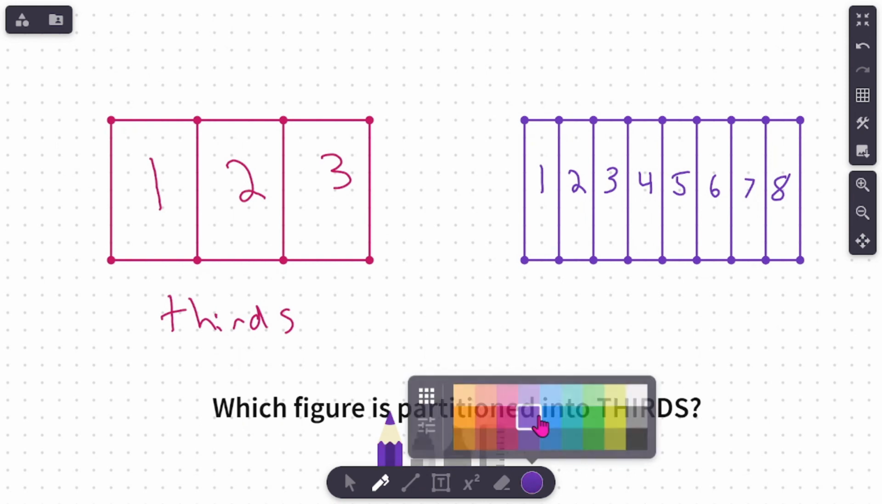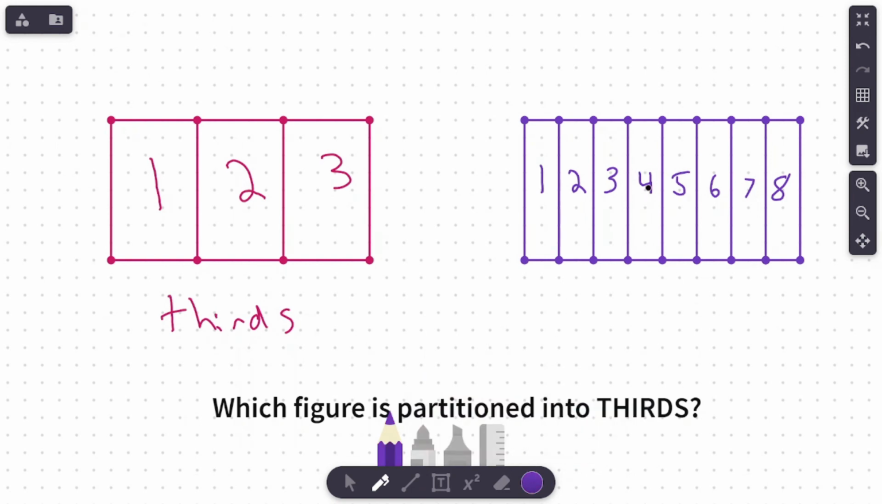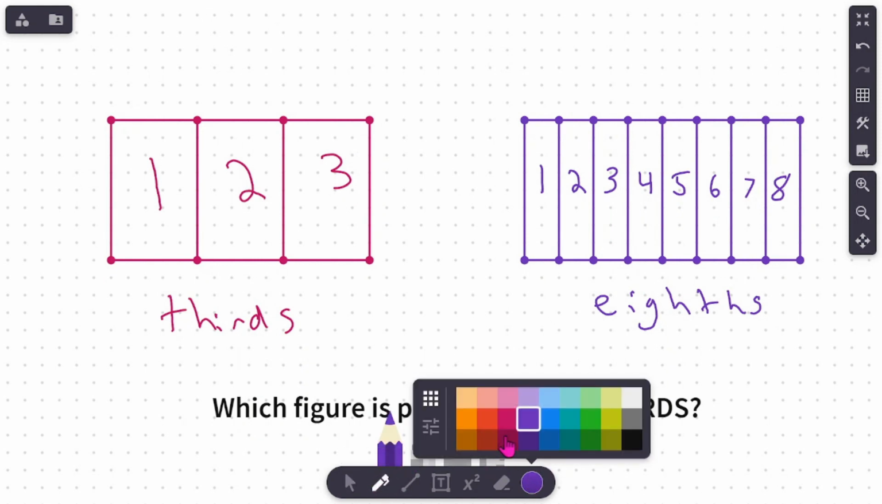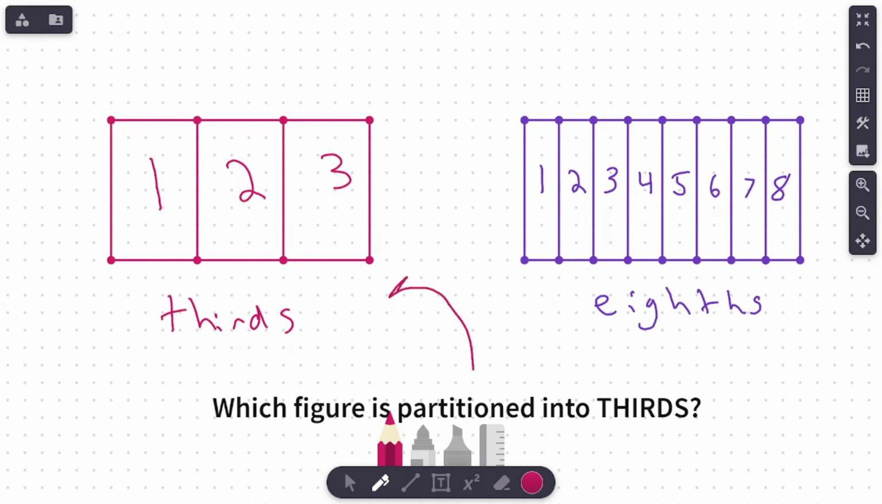Let's take a look though. Let's finish this up. If we have something that we've divided into 8 equal groups, does anybody remember what we would say? We've divided it into eighths. The purple figure we partitioned into eighths. The pink figure we partitioned into thirds. For our final answer, we should have chosen the pink figure.